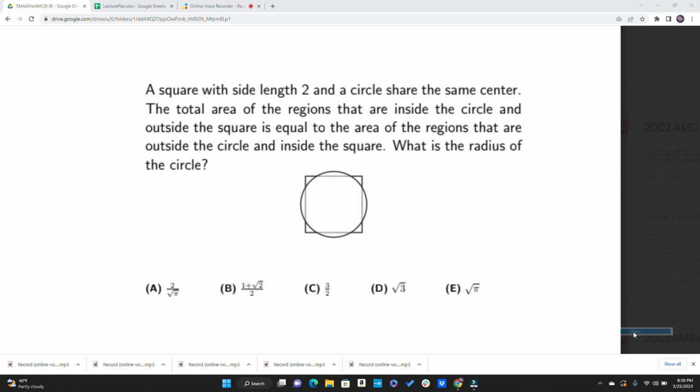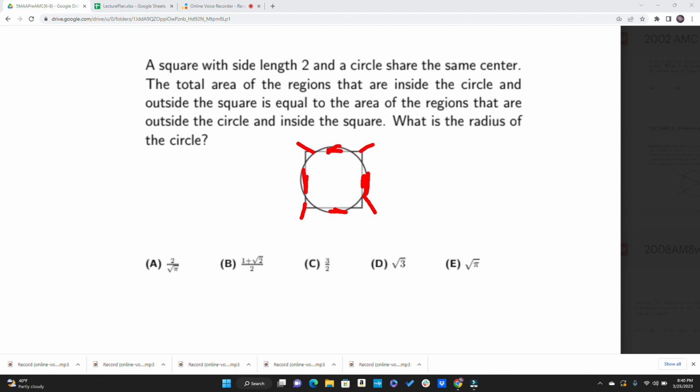A square with side length 2 shares a common center with a circle. We want to find the radius of the circle, given that the total area of the region inside the circle and outside the square is equal to the area of the region outside the circle and inside the square. So what is that saying? Inside the circle but outside the square, that's this, this, this, this. That's equal to this, this, this, this. And we want to know the radius of the circle.